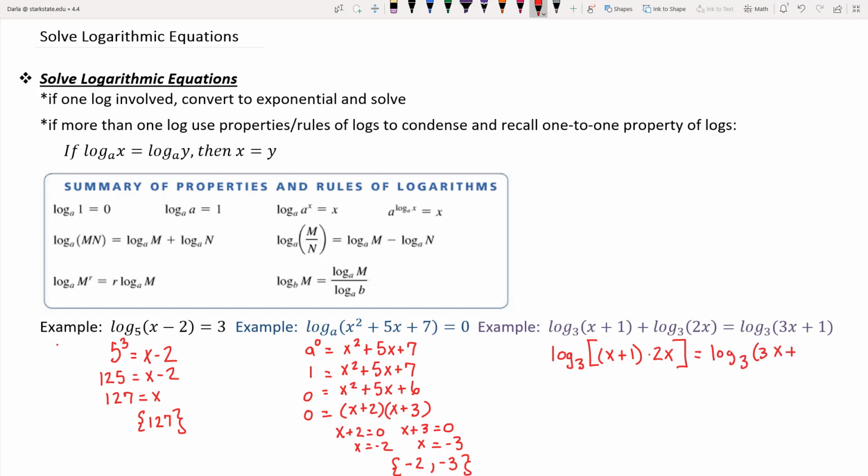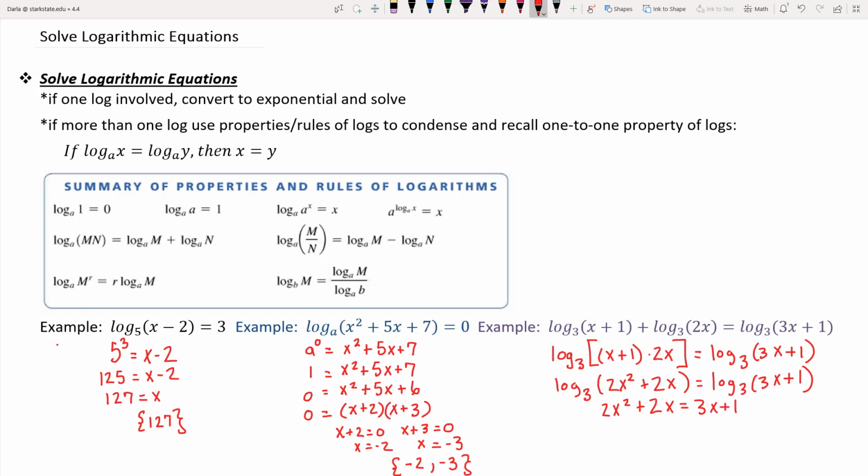And there's a couple ways to solve this problem, but we'll just keep it the way it is. And then we go log base 3. Go ahead and distribute that 2x. It would give us 2x squared plus 2x equals log base 3 of 3x plus 1. Again, by the one-to-one property, we now have log base 3 and log base 3. The only way those two logarithms are equivalent is if what you're taking the log of is equivalent. So we can go ahead and say 2x squared plus 2x would have to be equivalent to 3x plus 1.